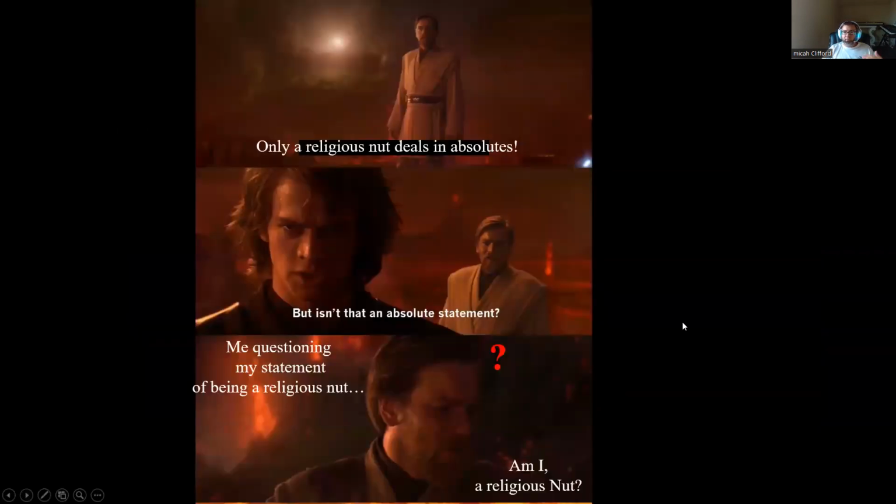All right. Now we're talking about absolutes. So this is a good one. Only a religious nut deals in absolutes. But isn't that an absolute statement? Me questioning my statement of being a religious nut. Am I a religious nut? Right? Because that is an absolute statement. If you say only religious nuts deal in absolutes, that's an absolute statement. And so it's like you just turn the argument on its head. Isn't that an absolute statement?